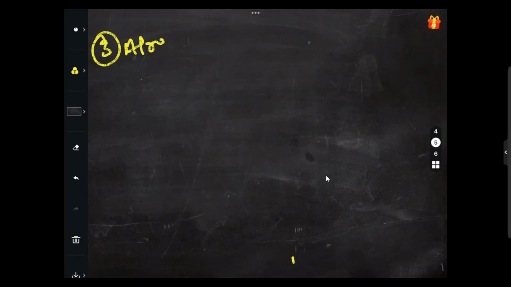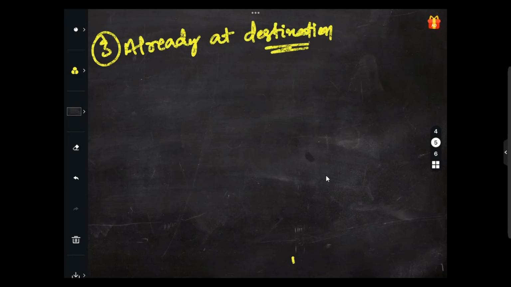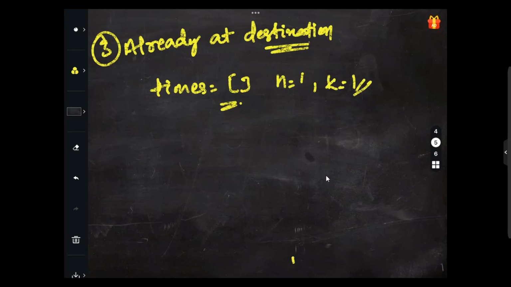Already at destination. When I say already at destination, let me consider the input: times is an empty array, n equals 1 and k equals 1. So this is already at the destination. We have only one node here, right? Nodes is 1, and k we have to start from 1 itself. So it is already at the destination, so the output will be 0 in this case.